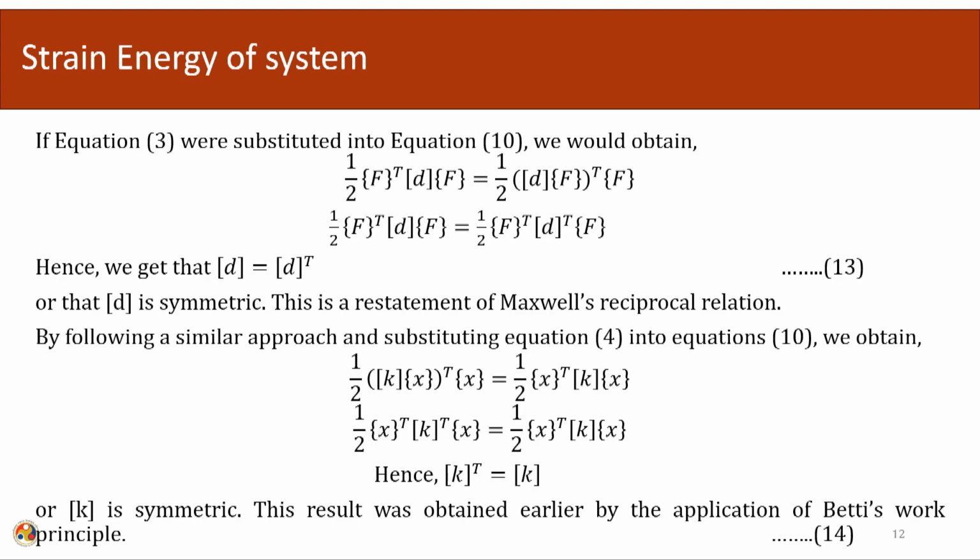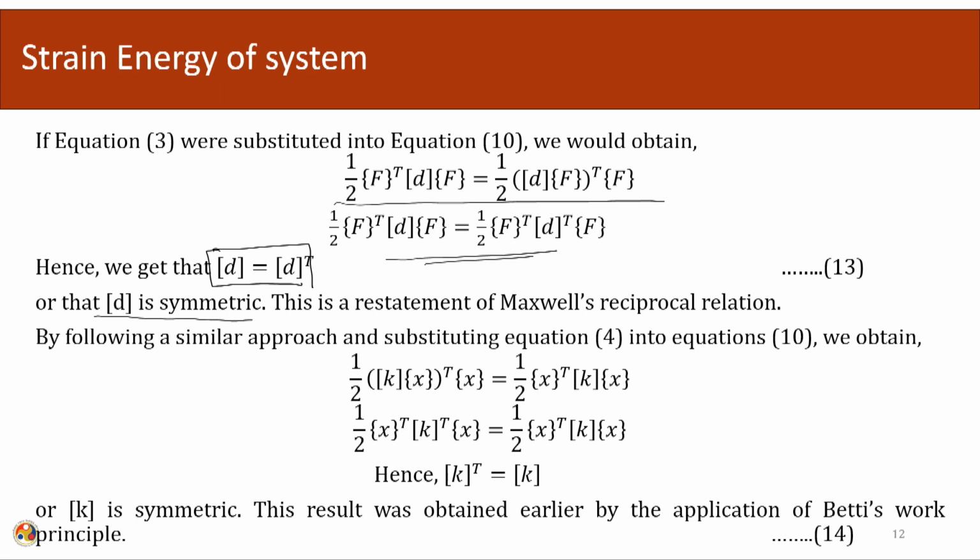Moving ahead. Since both of them are representing the strain energy quantity, we equate them. If we equate them, we get this term. So, we prove the identity that D equals D transpose, or the flexibility matrix is symmetric. This is nothing but a restatement of the Maxwell reciprocal relationship.